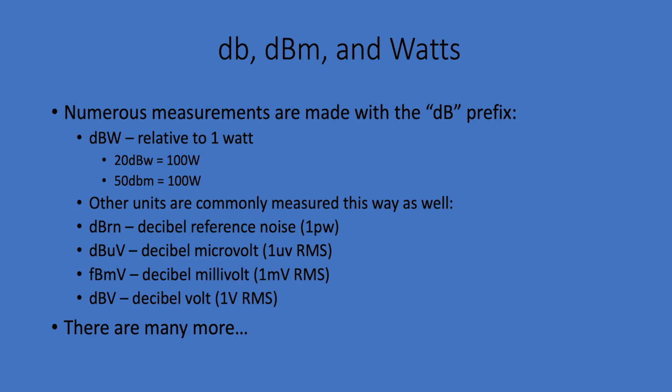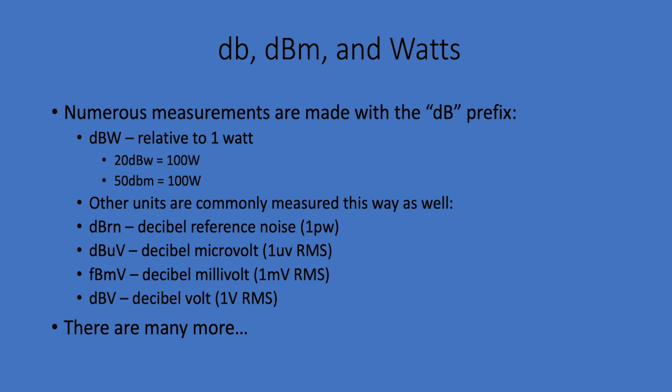So there's a lot of measurements that are made with the dB prefix. dB Cooper ain't one of them. So dBW is relative to 1 watt. And this is interesting. Look at this. You see on the screen, we have 20 dBW equals 100 watts. 50 dBm equals 100 watts.